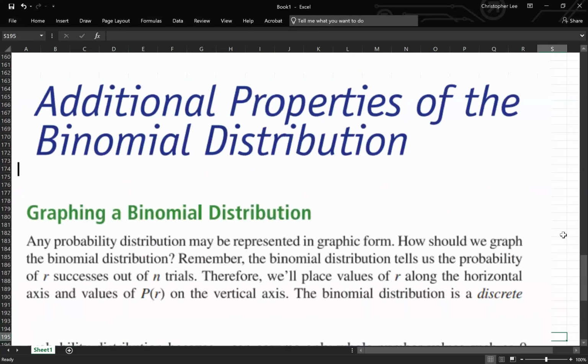All right, so let's finish this up. Additional properties of the binomial distribution. Graphing a binomial distribution: any probability distribution may be represented in a graphic form.